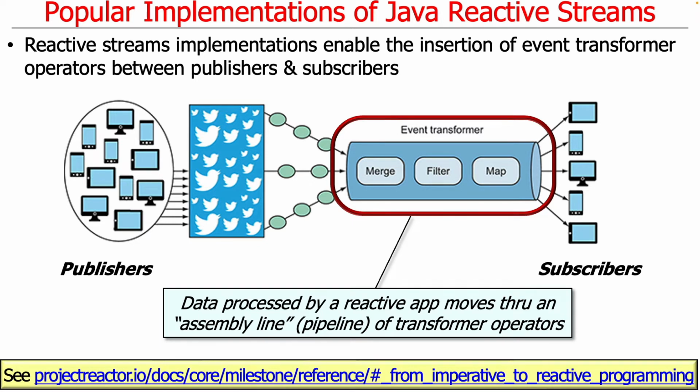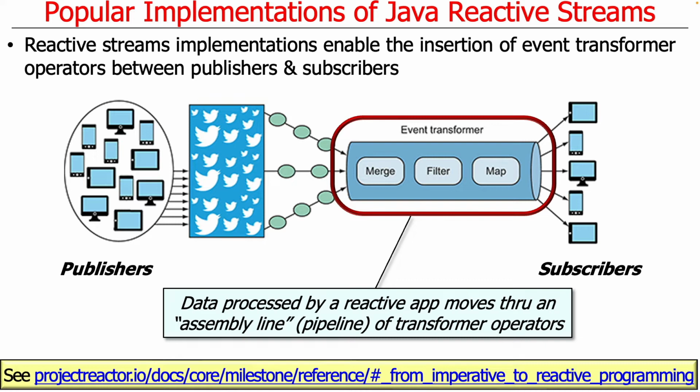Reactive Streams implementations, such as RxJava and Project Reactor, enable the insertion of so-called event transformer operators between publishers and subscribers. Remember, the key abstractions in reactive programming were publishers on one side and subscribers on the other, and there could be zero or more of publishers and subscribers, and they would generate events. What the reactive stream implementations do is they make it possible to put transformers in between publishers and subscribers, thereby having this pipeline effect to transform the events as they flow through the pipeline.